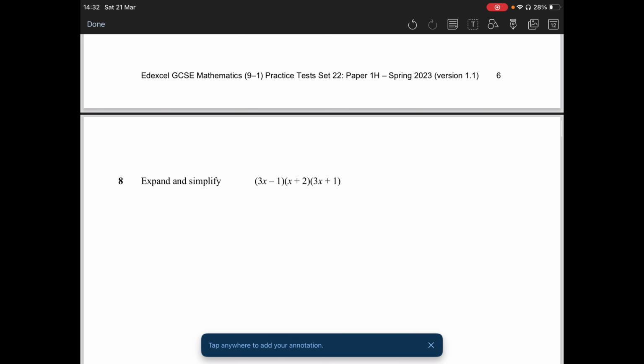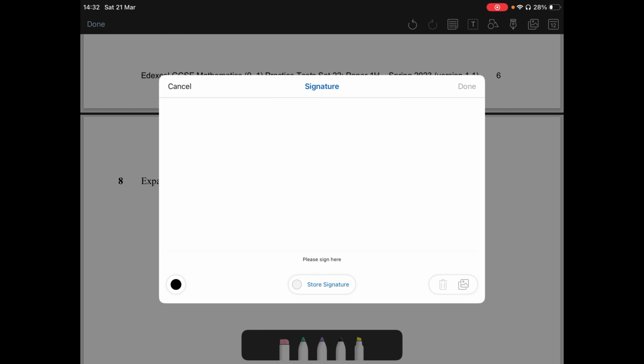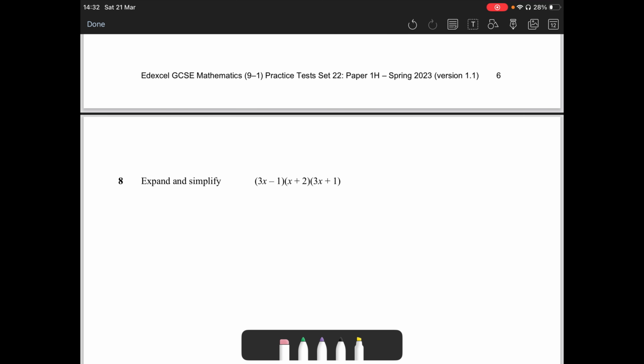Expand and simplify double brackets. I don't want to annotate this. With any double brackets, pick any pair of brackets to begin with. I'm going with this pair first. I'm just going to expand this double bracket. Let's deal with 3x plus 1 later. But right now, I'm just doing this how I usually would, right?